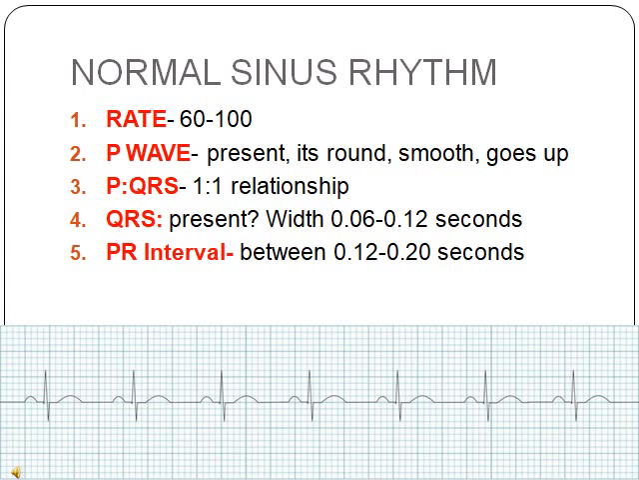It's a little hard to see from this picture, but this is the PR interval. You want it between 0.12 to 0.2 seconds, 3 to 5 small boxes. So this is a normal sinus rhythm. You should know a normal sinus rhythm to see your baseline. You always need to know a baseline, and then you can know what's abnormal and normal.